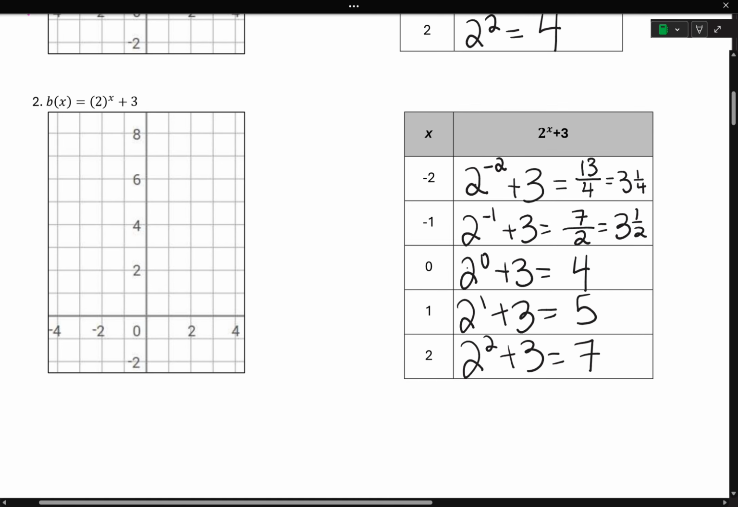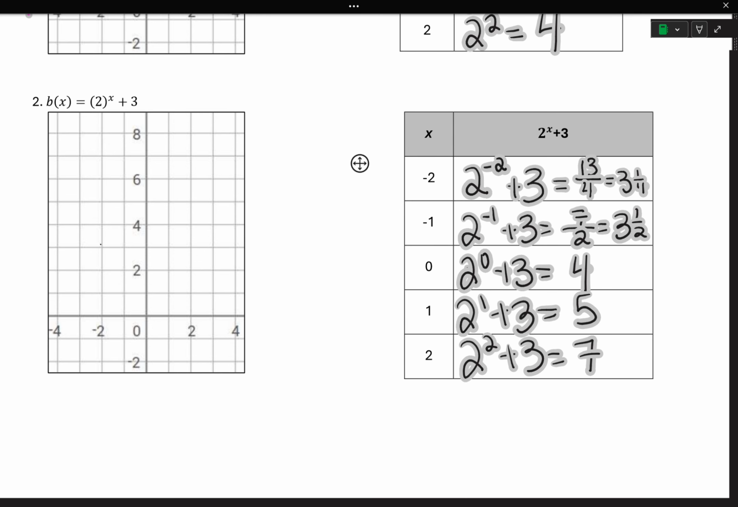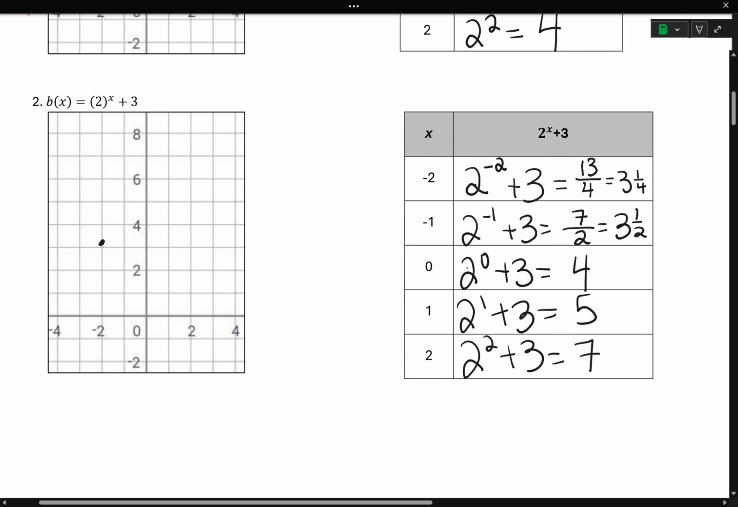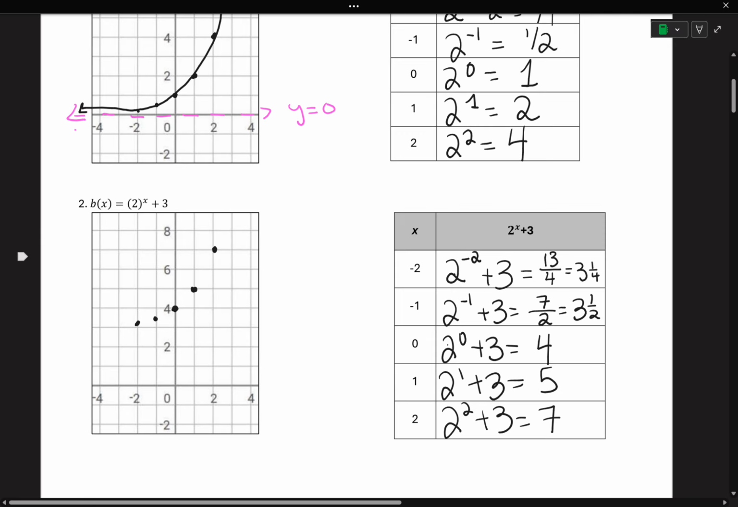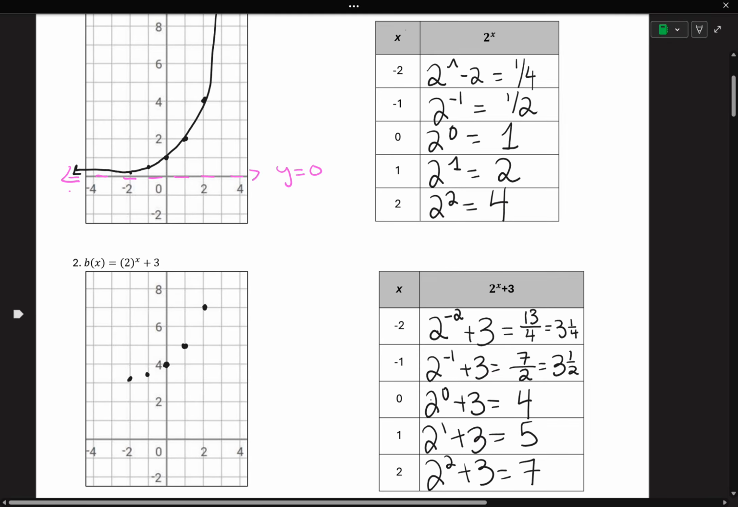I feel pretty comfortable graphing the 3 1/4, 3 1/2. Well, let's go for it. -2, 3 1/4. -1, 3 1/2. 0, 4. I almost said -0. 1, 5. And 2, 7. Before I draw it, check it out. It looks like, actually, I'll draw it.